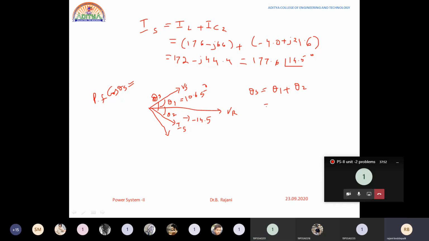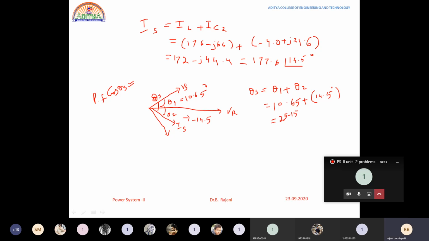What is theta 1? Theta 1 angle is how much? 10.65. Plus 14.5 degrees. What is this angle? 14.5. So 10.65 plus 14.5 is 25.15. How much is it? 25.15. Okay.